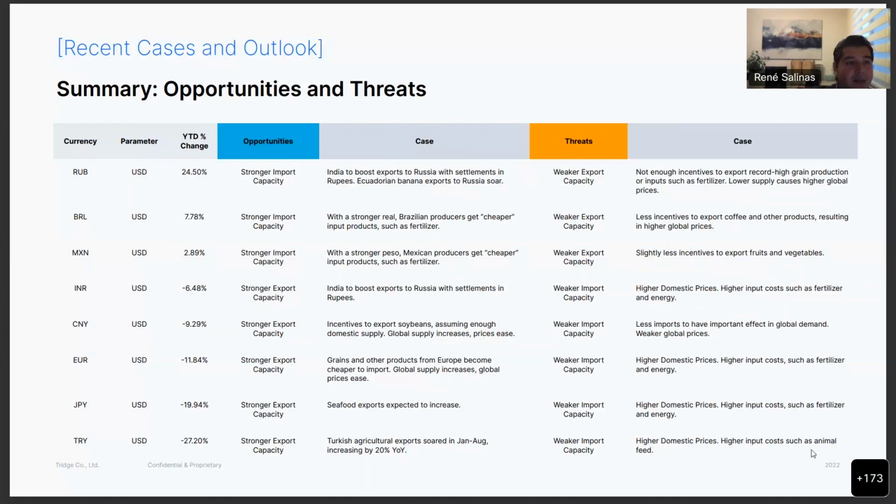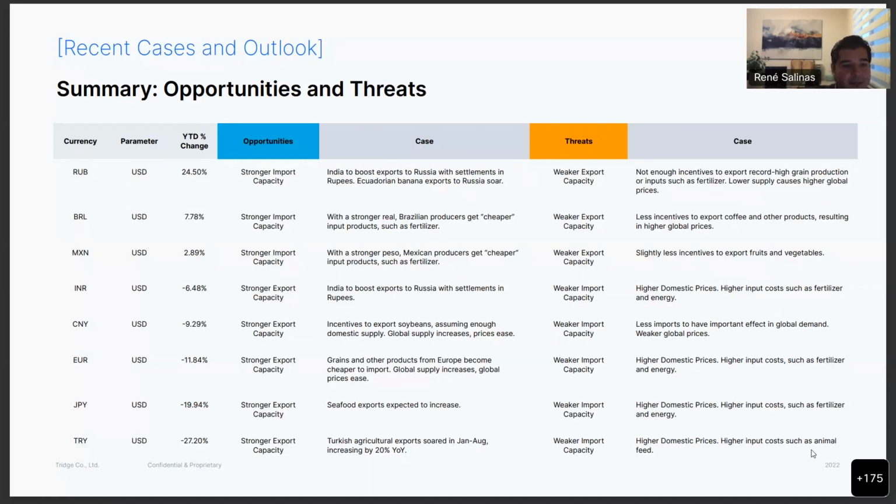And now passing to the currencies that have weakened against the US dollar, there's a stronger export capacity in India for the Indian rupee. As in Russia, India is trying to boost its exports to Russia with settlements in rupees. But they also have a weaker import capacity, and as we mentioned before, India is a major input importer. It imports a lot. It's a large oil importer. So this is reflected in higher domestic prices and higher input costs such as fertilizer and energy.